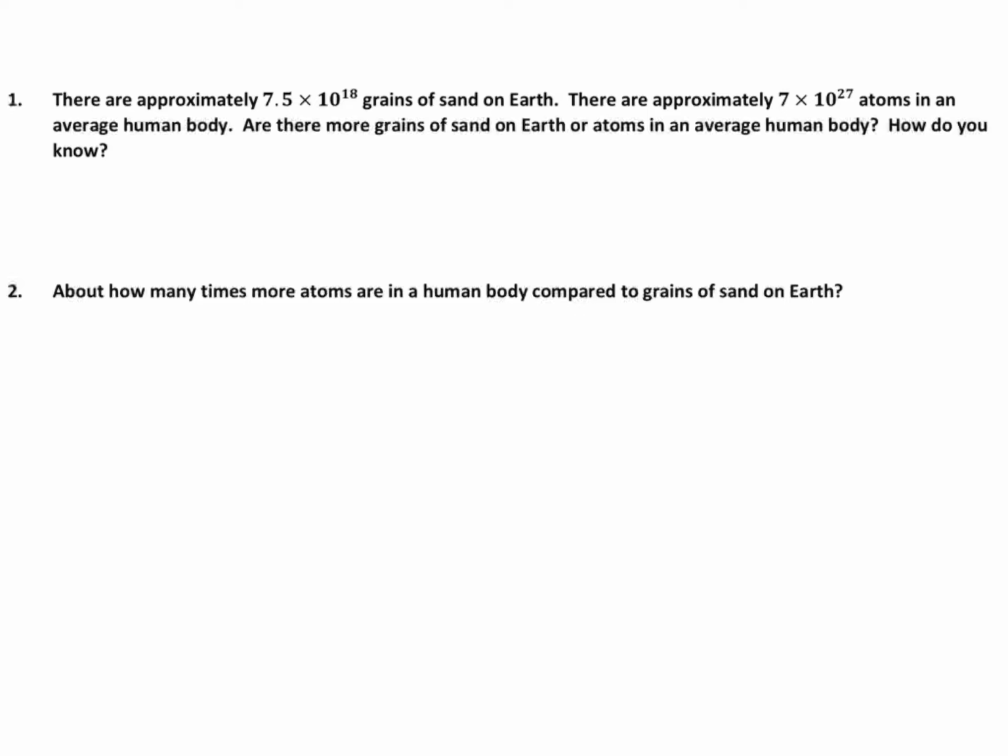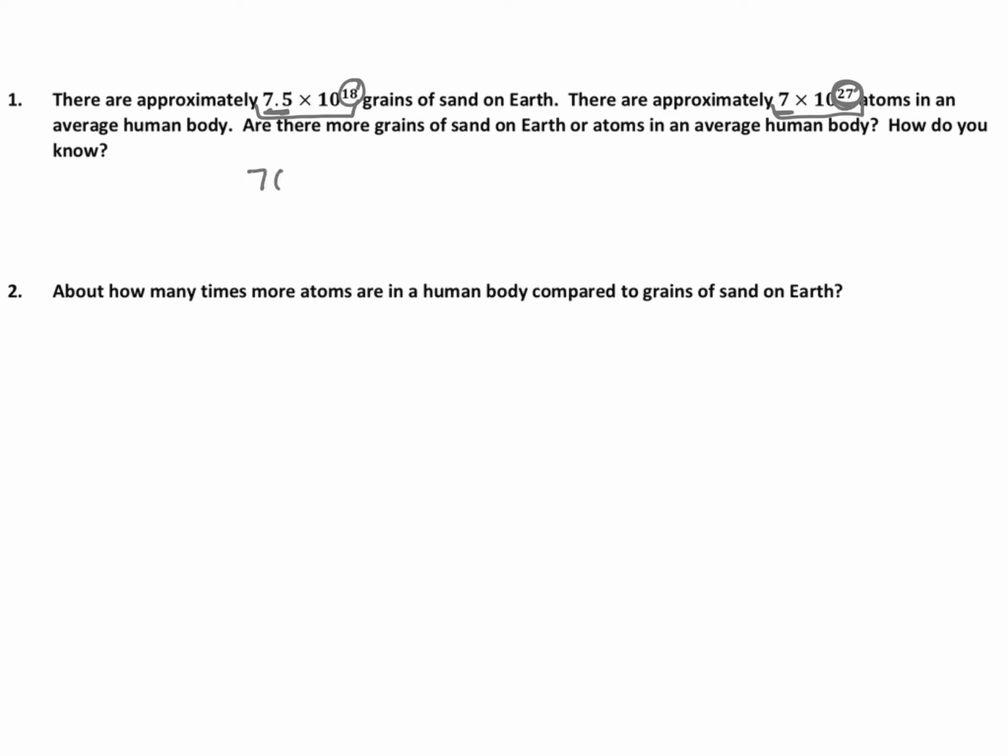0.5 times 10 to the 18th grains of sand on Earth. There are approximately 7 times 10 to the 27th atoms in the average human body. Are there more grains of sand or atoms? How do you know? Remember, when we are comparing numbers in scientific notation, this is a value that's about 7 with 18 zeros behind it, and this is a value that's about 7 with 27 zeros behind it.